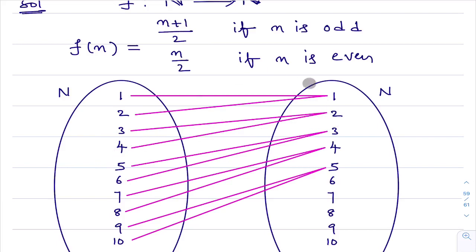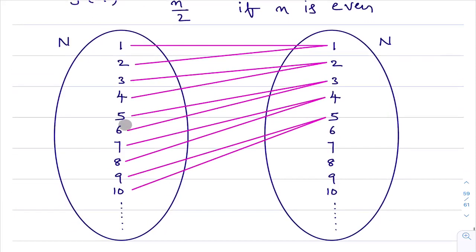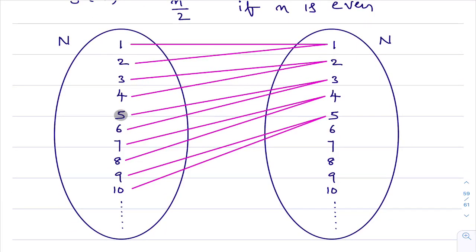If I take n is even, 4, 4 by 2 is 2. I hope you are understanding. You see here 5. 5 is an odd number. So 5 plus 1 by 2, that is 3. It is related to 3.